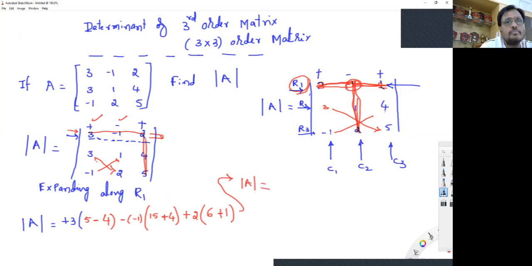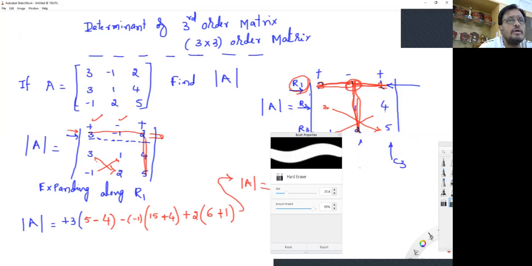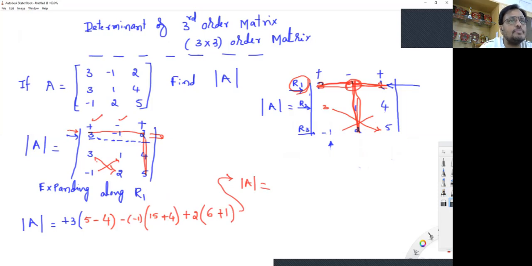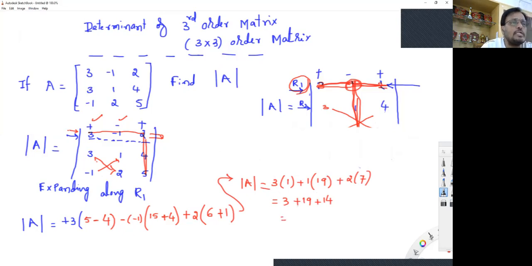Determinant of A is equal to, now 3 into simplifications, 3 into minus 5 minus 4 is 1, plus 1 into 15 plus 4, 19, and again 2 into 7. So 3 plus 19 plus 14, so 19 plus 1, 20, 22, 4, 26 plus 10, 36. So the determinant of the A matrix is 36.